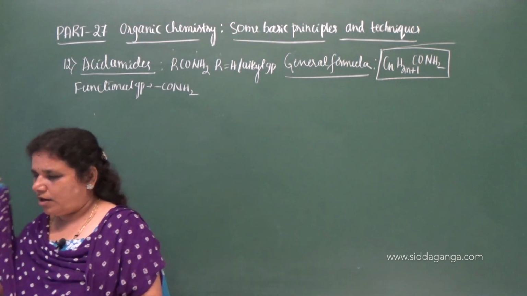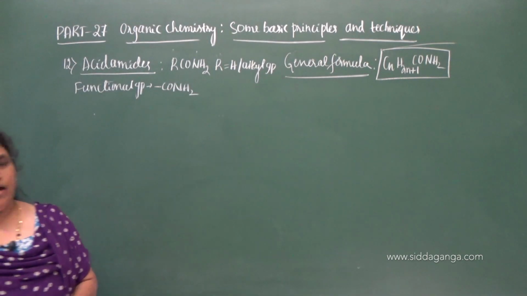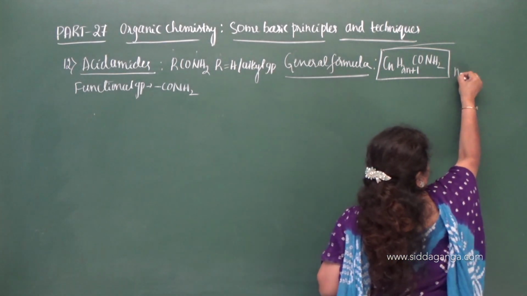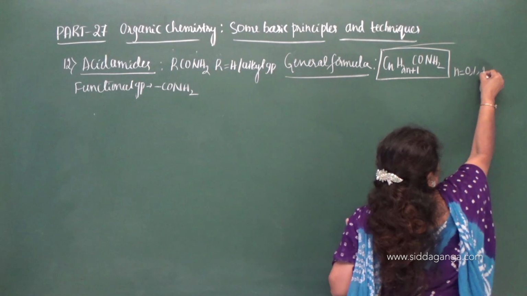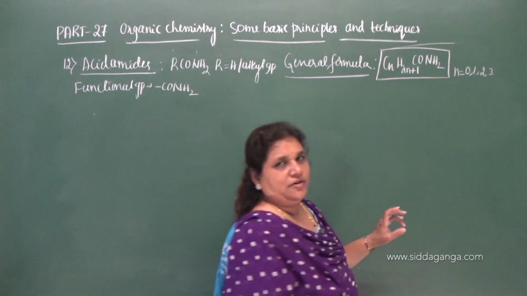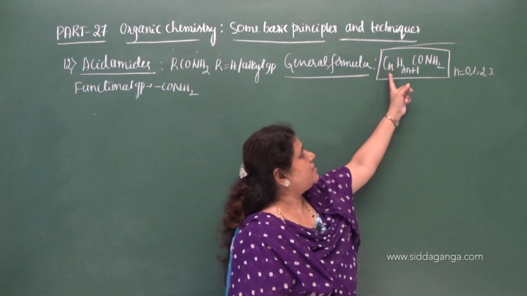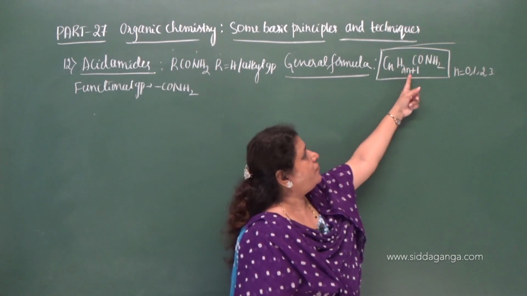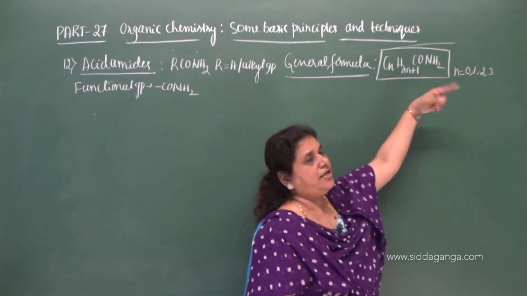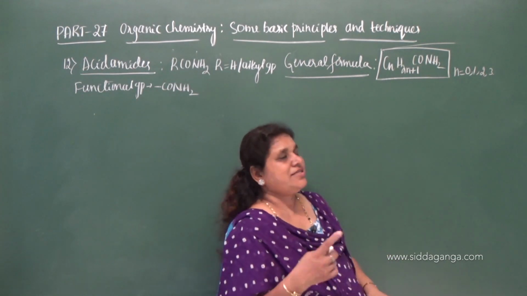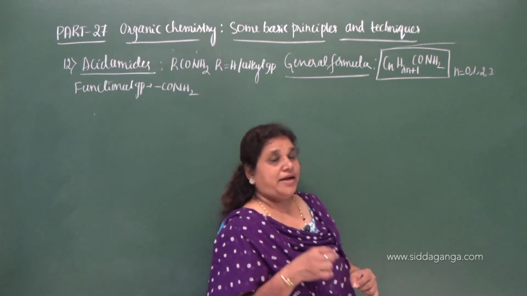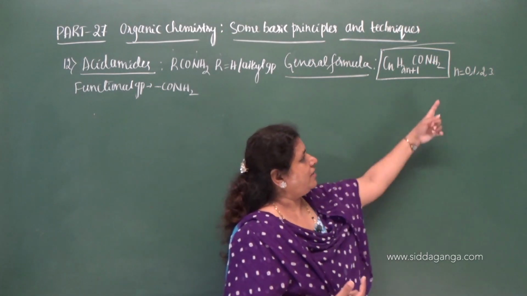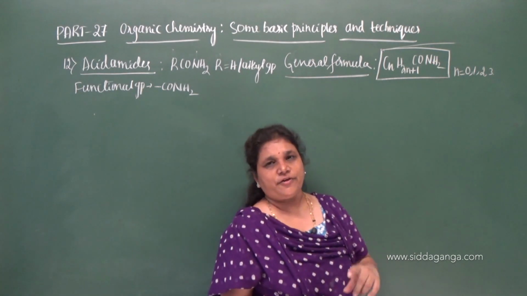But we can also derive the general formula by using the elements. The value of n is 0, 1, 2, 3. If you put the value 0 here, there will be no carbon on this side, only one hydrogen: HCONH2, and it becomes the first member, the derivative of formic acid. Therefore, the value of n starts from 0.